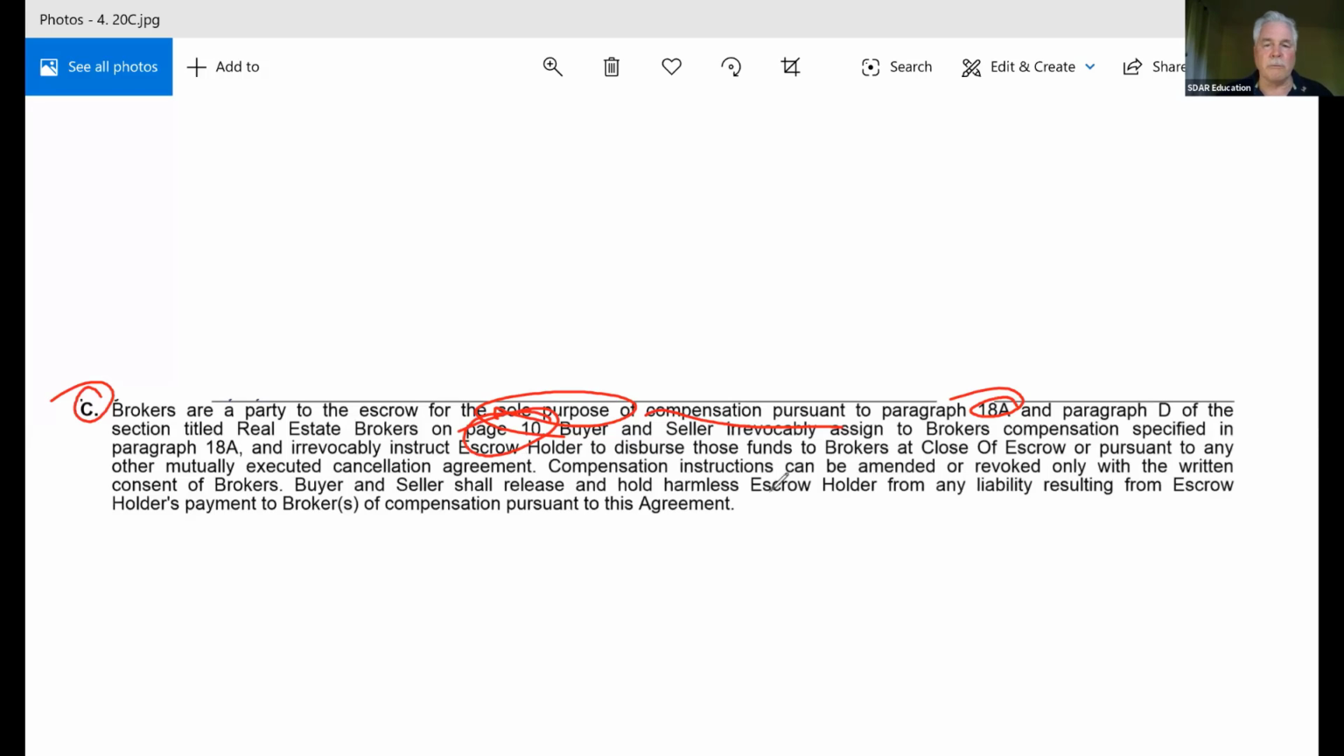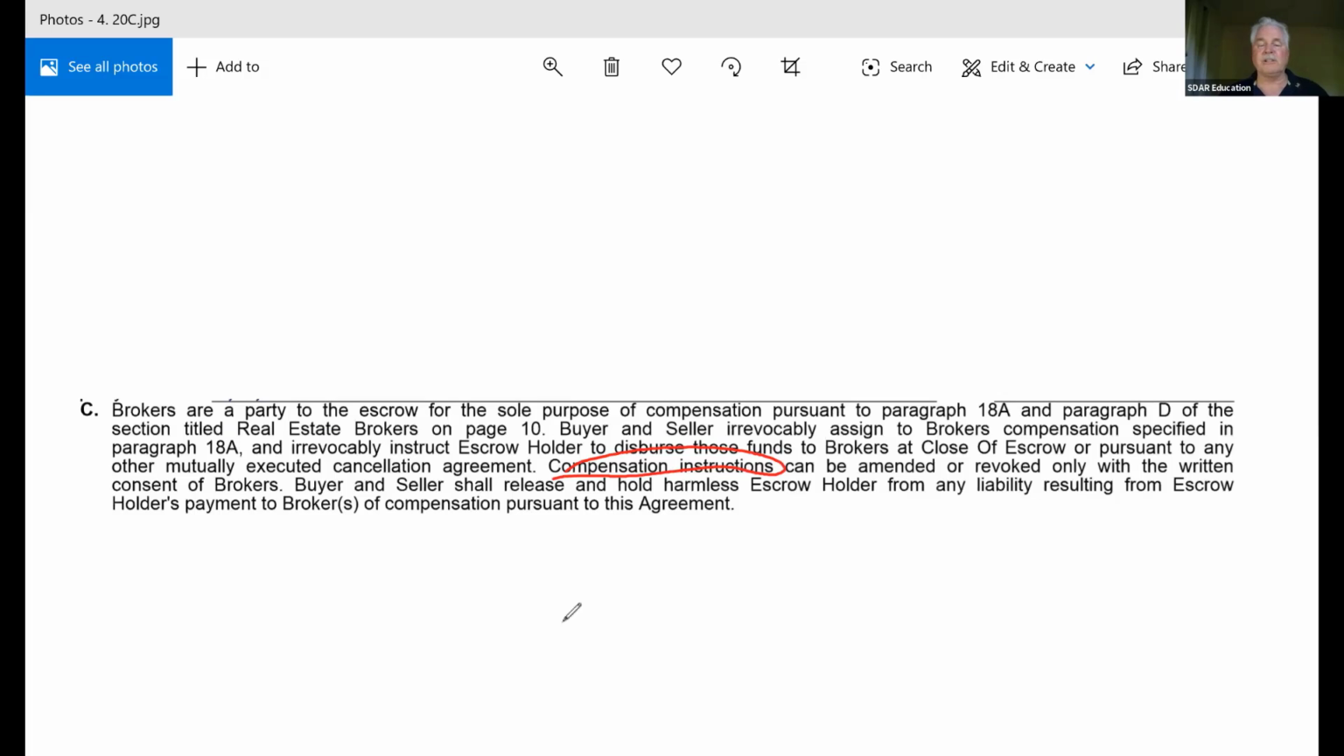We call that the broker box, right? So that's the broker box, okay? Buyer and seller irrevocably assign to the broker's compensation specified in 18A, and irrevocably instruct escrow holder to disperse those funds to brokers at close of escrow or pursuant to any other mutually executed cancellation agreement. Okay, so bottom line is, this is the power that the escrow has to follow that instruction to pay compensation.